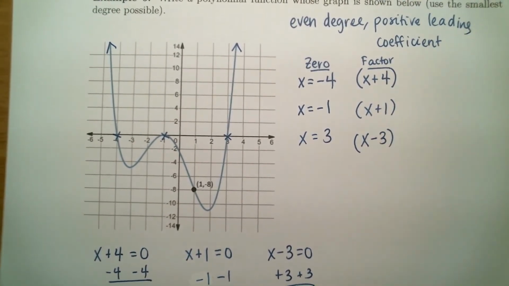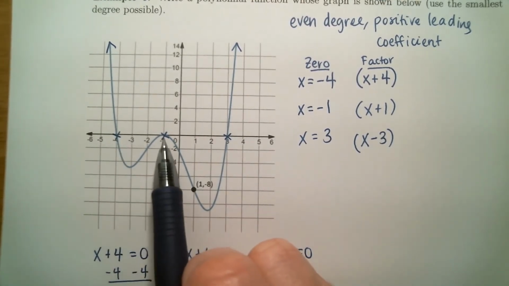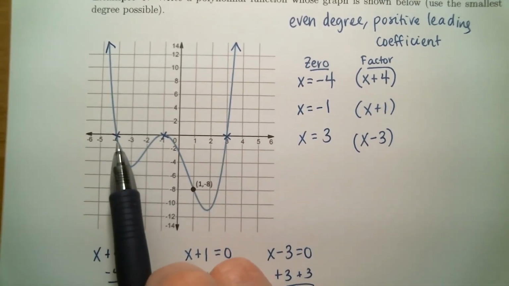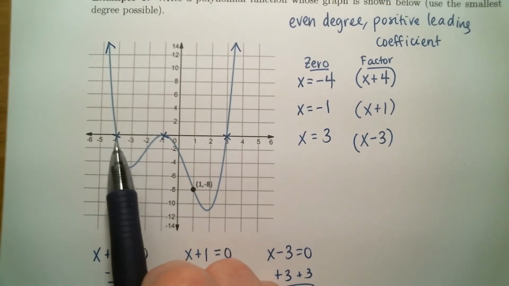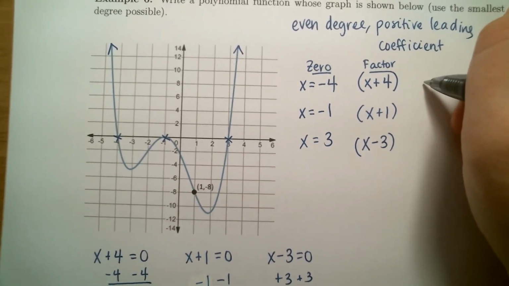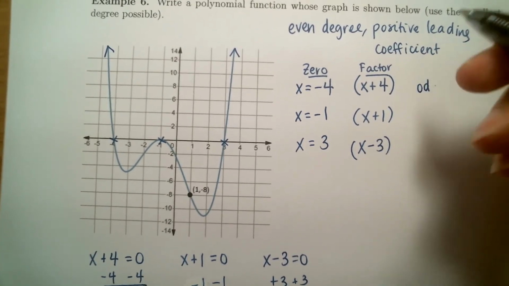So to build the polynomial, you need to multiply these guys together. But before you can do that, you've got to go a step further. You need to look at the behavior at each 0. So at -4, the graph is crossing. So we're crossing, so let me write that down.